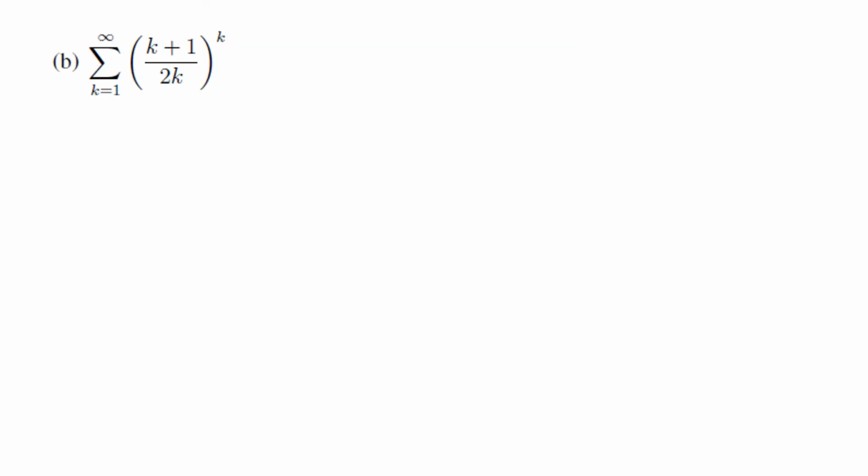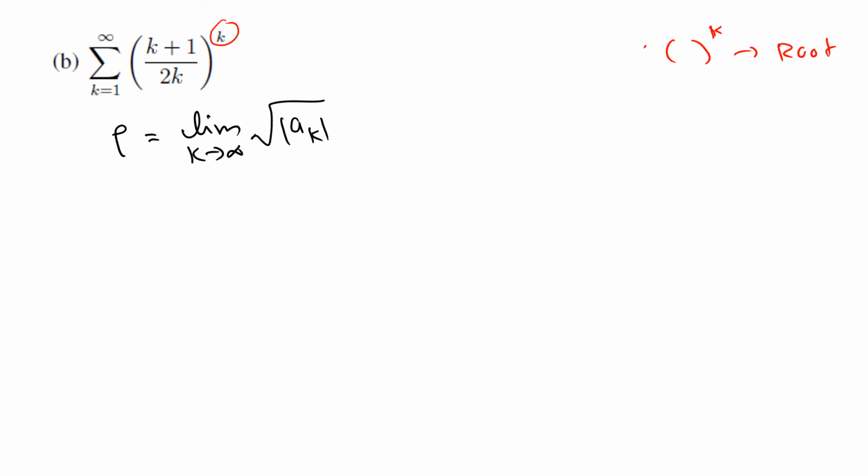In this problem, what you notice is that you can see the kth power here. When you see the kth power, for example a function raised to a power like that, that means the root test. So that's the candidate, and we pick the root test for this. Again, we calculate rho, which is the limit as k goes to infinity. Since the variable is k, I'm going to go with k. So it's the kth root of the absolute value of a_k.